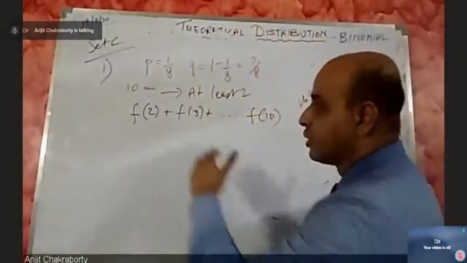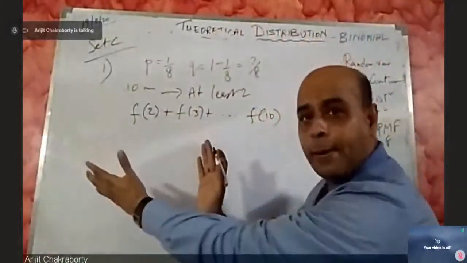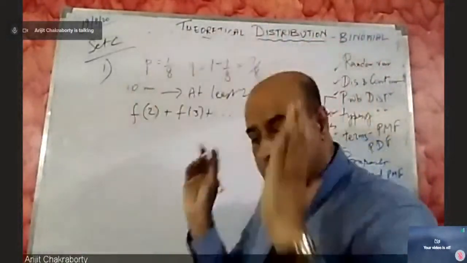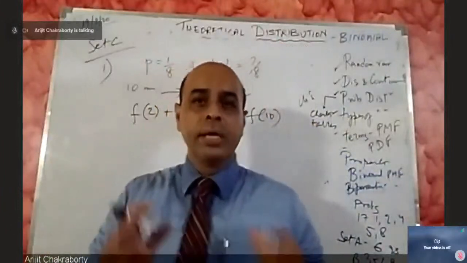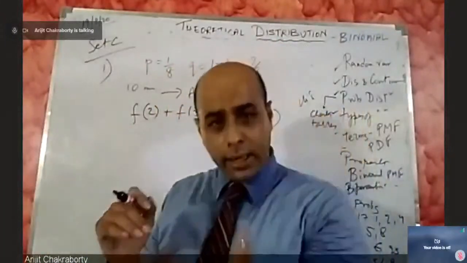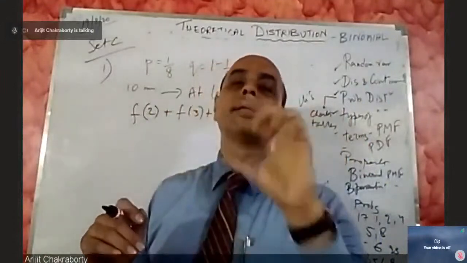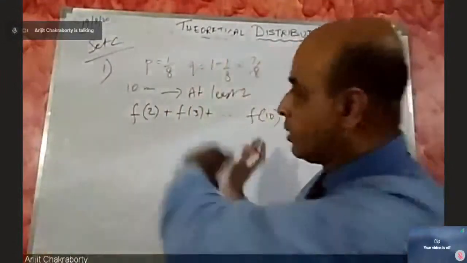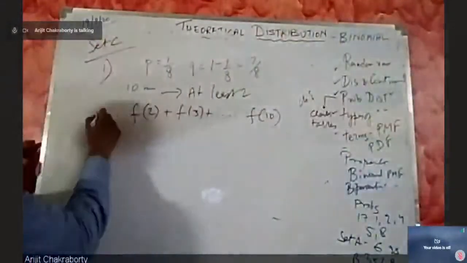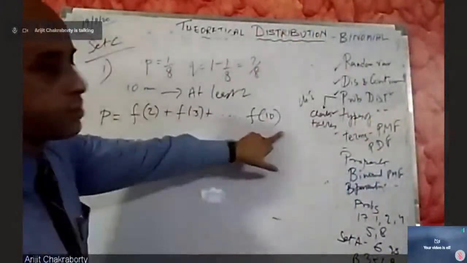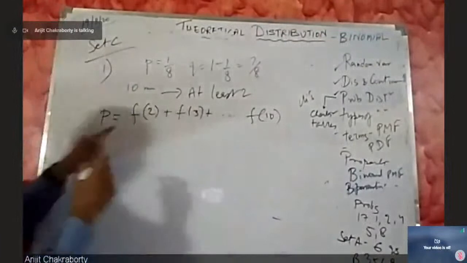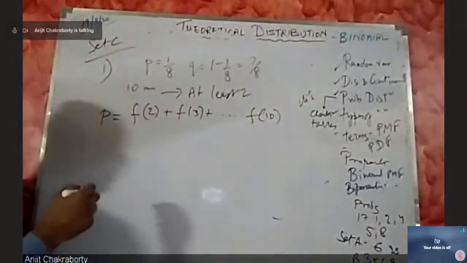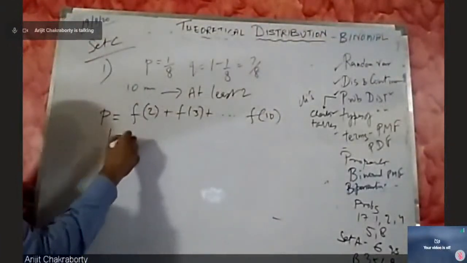So what we do is we find the complement of this event. At least 2 means, what is the complement of this? That means it will hit 1 target or it will hit 0 target. So if I call the probability P equal to F2 plus F3 plus so on till F10, the complement of this will be 1 minus P.